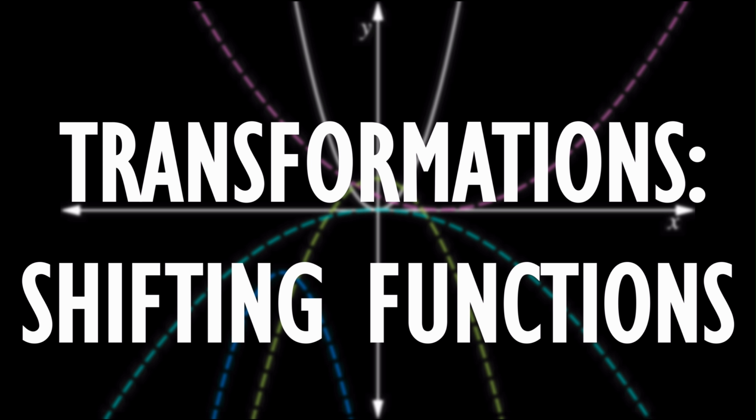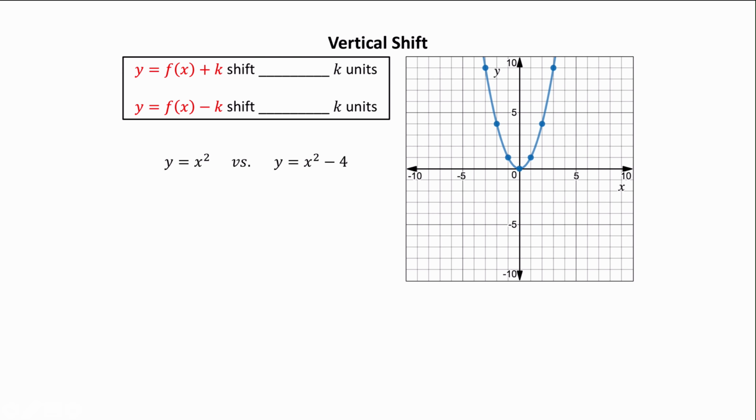Today we're talking about transformations of functions, and we're going to explore the different types of transformations that you can do on functions. So the first transformation that we're going to talk about are vertical shifts. Vertical shifts occur when you take some function like y equals x squared and you add some value or subtract some value to it, like we can see here with x squared minus 4.